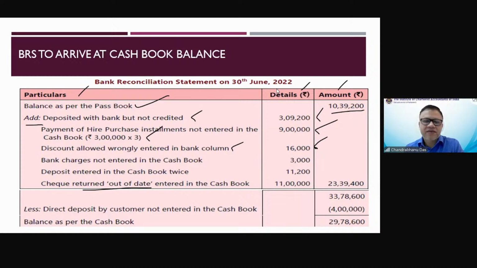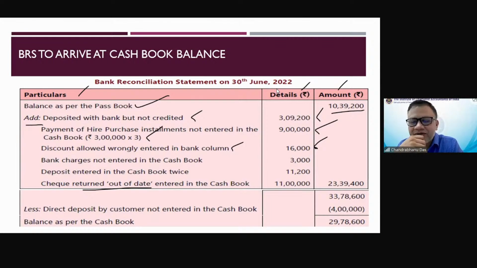Yes. Deposited entered in the cash book twice, sir. We should deduct, no, sir? We enter twice in the cash book, so we have to deduct that amount in the cash book. Definitely, we have to deduct that amount from the cash book.